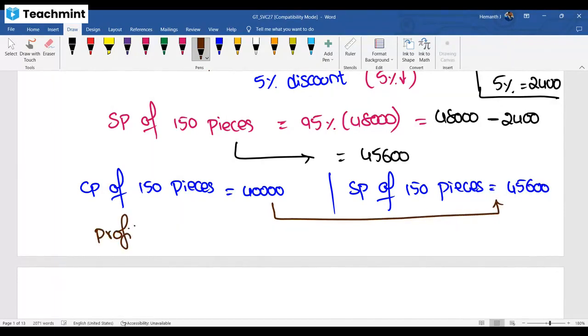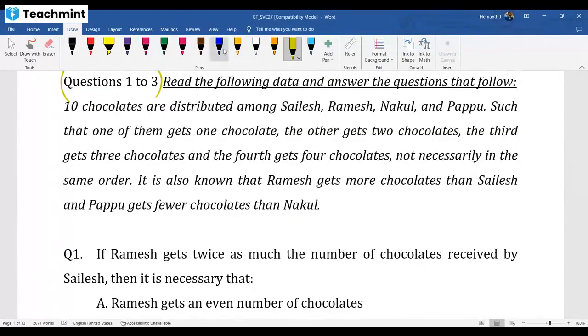So profit percentage, but four chocolates. 1 plus 2 plus 3 plus 4 is equal to 10. So among those people, 1% got 1 chocolate, 1% got 2 chocolates, 1% got 3, 1% got 4. Now you have to decide: Ramesh got more chocolates than Silesh, and Pappu got fewer chocolates than Nakul. But we still cannot assign which is for whom. Definitely R is not equal to 1, N is not equal to 1. That only we can conclude: R and N are not equal to 1.